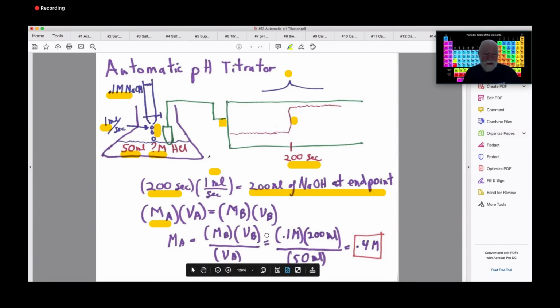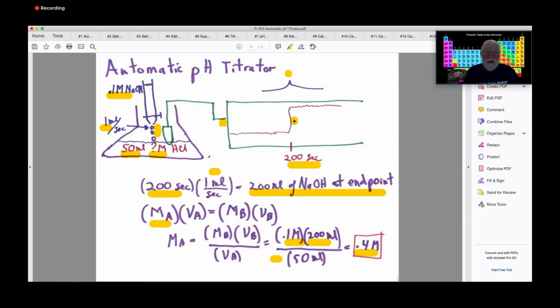Sticking to the numbers, it was 10th molar in base. We found out it takes 200 milliliters to reach the endpoint, and you are given 50 milliliters of acid. We find out that the acid is actually 0.4 molar. Now you can imagine in industry, you could have 100 of these machines, all putting out recorder paper. You could go home, come back the next evening, and it's easy to spot the endpoint. So that's the cool thing.